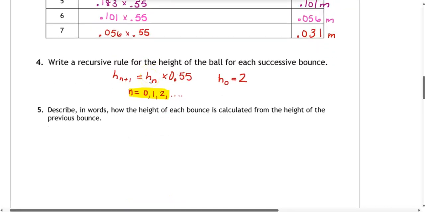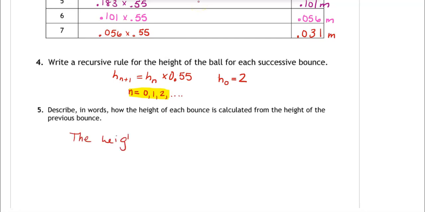Okay, so next part here is describe in words how the height of each bounce is calculated from the height of the previous bounce. Well, the height, helps if I have the right writing to it. The height of each bounce is 0.55 times the previous.